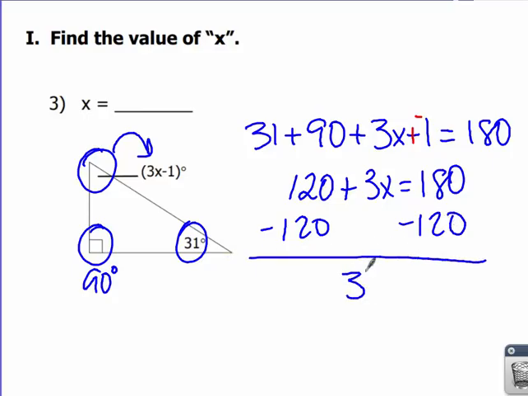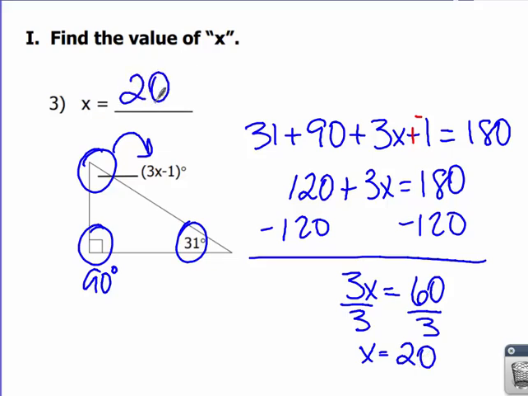And I end up with 3x, oops, not 3. I don't know what I'm writing there. 3x is equal to, well, 180 take away 120 gives me 60. Okay, so now if I divide both sides by 3, I find out that the value of x is 20. So the value of x is just 20. Now that's not 20 degrees, that's just 20.